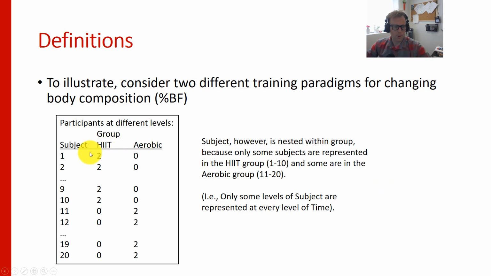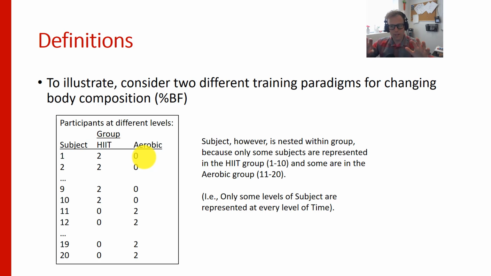However, participants are nested within groups because if we do these cross tabulations, what we see is that subject number 1 was randomly assigned to the HIIT group, and they have 2 data points. They have a pre-test observation and a post-test observation in high-intensity interval training. They don't have any observations in aerobic training because they were not assigned to that group. So subjects are nested within group, while subjects are crossed with the factor of time.